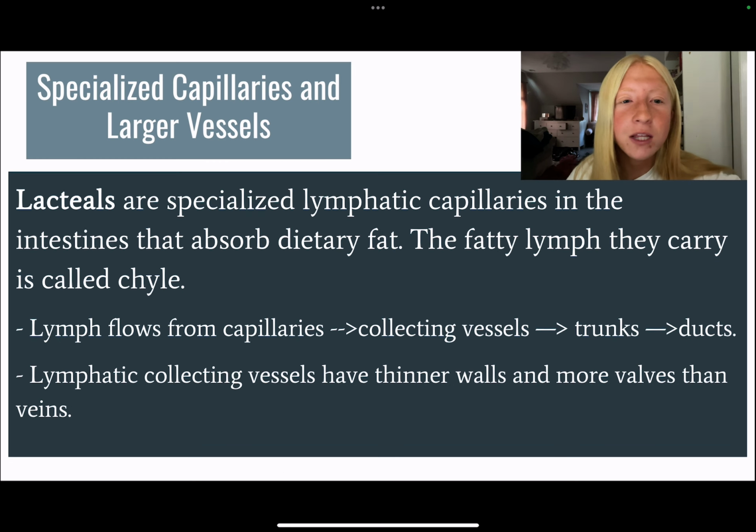Specialized capillaries in large vessels. Lacteals are specialized lymphatic capillaries in the intestines, and they absorb dietary fat. The fatty lymph they carry is called chyle. Lymph flows from capillaries to collecting vessels, trunks, and then ducts. The lymphatic collecting vessels have thinner walls and more valves than veins.